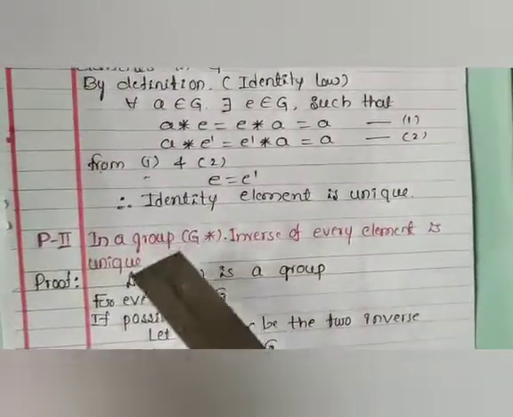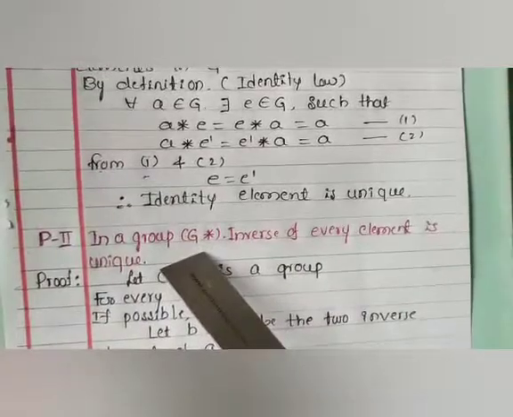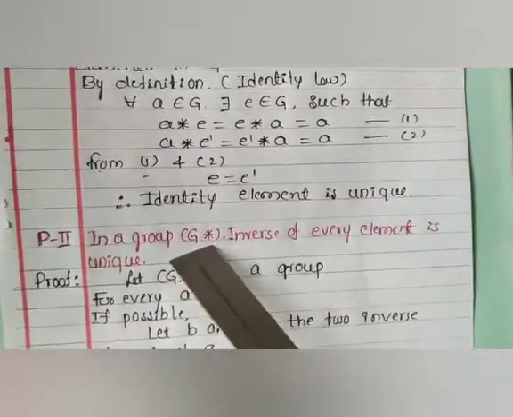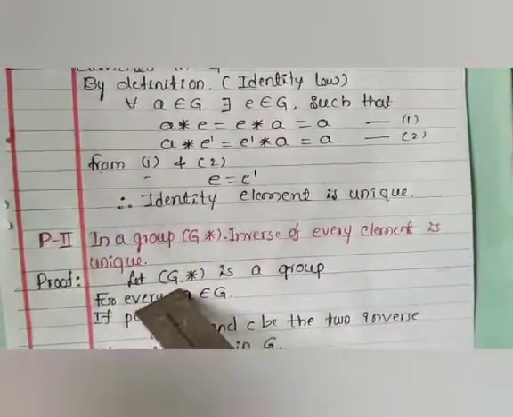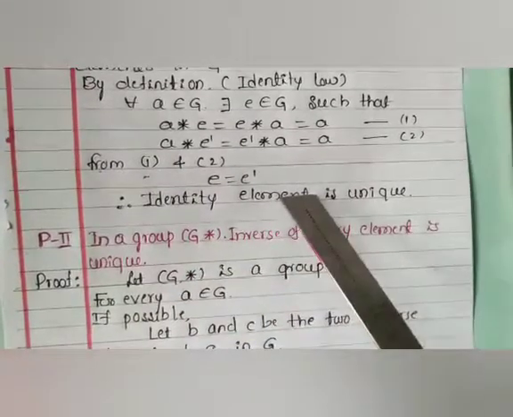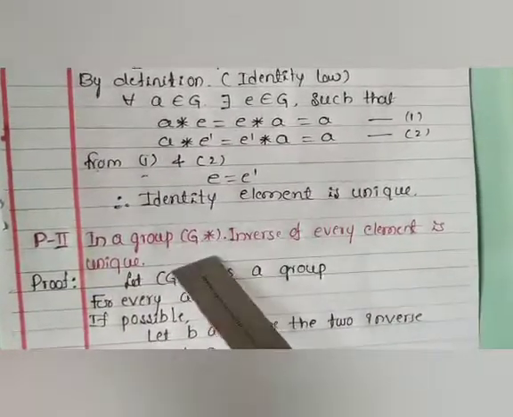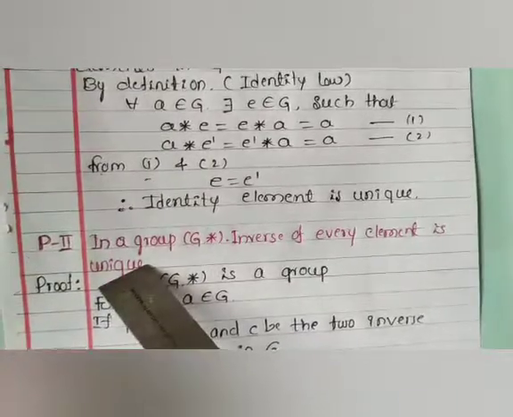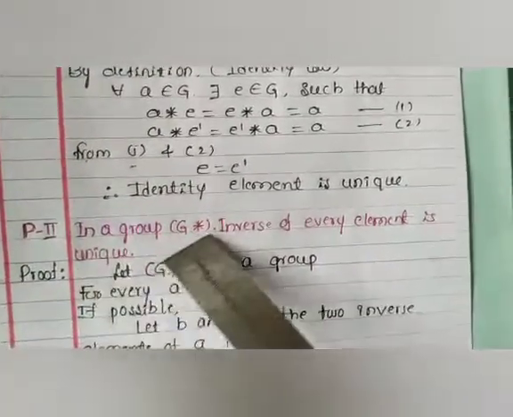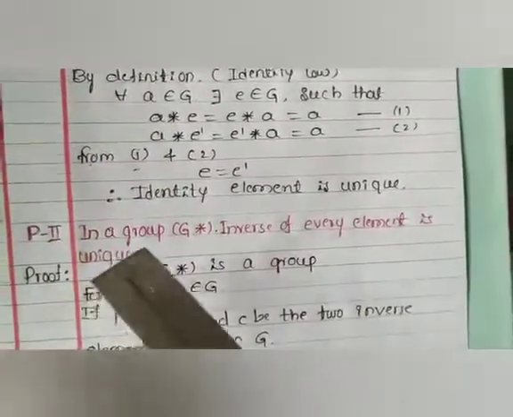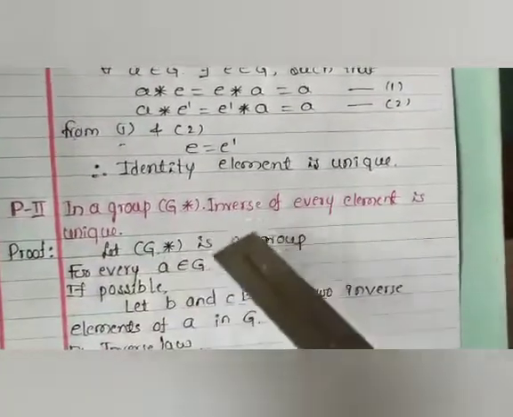For example, in multiplication, 2 is one element. According to multiplication, its inverse is 1 by 2, because 2 and 1 by 2 cancel, and we get 1. Other than 1 by 2, there is no inverse element of 2. Therefore, in a group G star, the inverse of every element is unique. How to prove this? Let G star be a group.